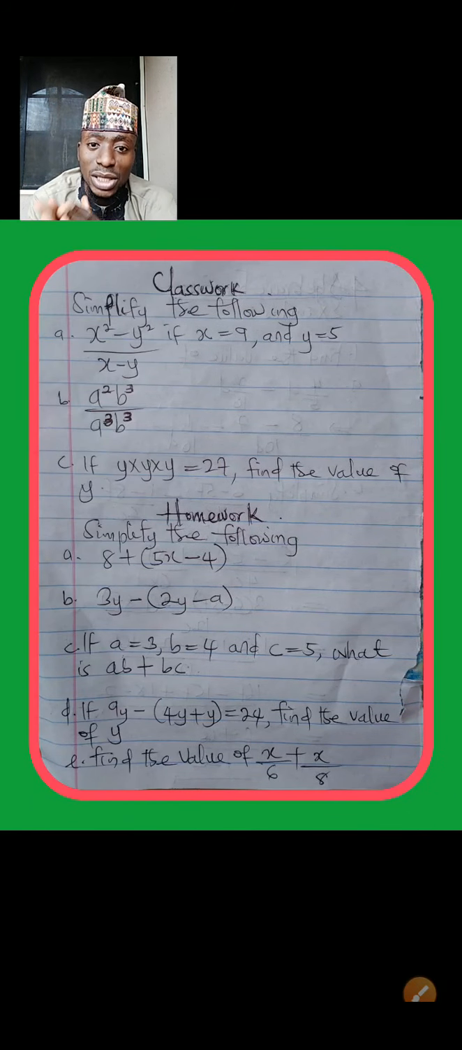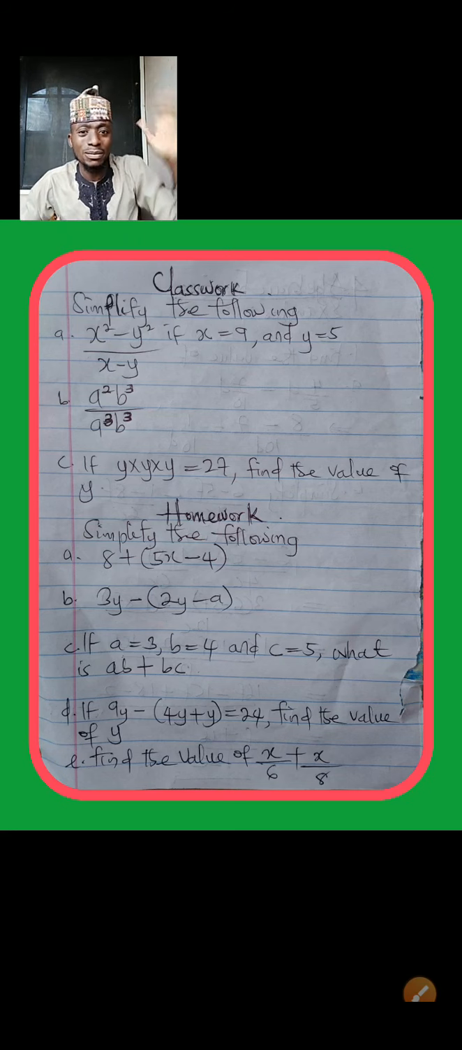Last work, simplify the following. (x squared minus y squared) over (x minus y). They've given you x to be 9 and y to be 5. Just put 9 where x is and 5 where y is, then calculate and get your final answer. The second one, a squared b cubed over a cubed b cubed. Just express that and cancel a and b separately, then you get your final answer.